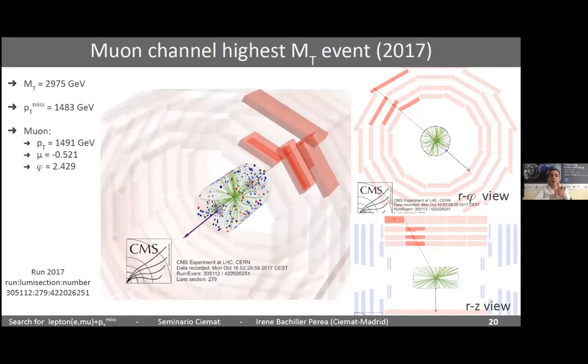I will show now two event displays. They are the high SMT events. So first, in the muon channel, what I'm showing in slide 20, you see here the muon in red, the missing PT is represented in purple, and you see how it has signal in the muon chambers. It has a PT of 1.5 TeV and a transverse mass of almost 3 TeV. This is the highest event in 2017.